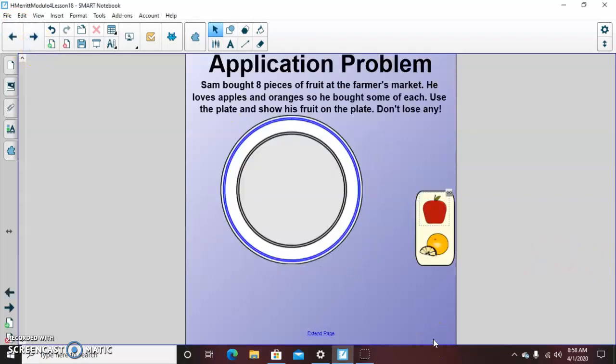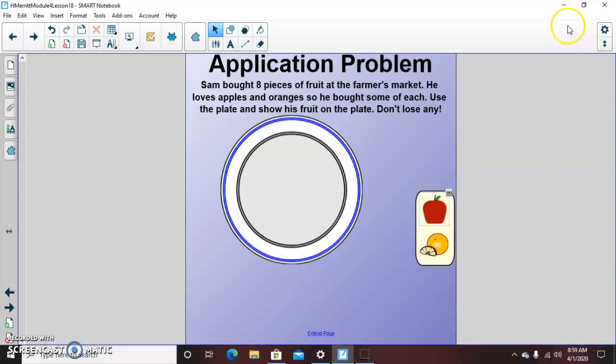All right, so this is just what I want you to watch. I'm trying to show you that for the word problems, there's not always numbers that we're given. Sometimes we're just given the whole. Okay, so this problem says Sam bought 8 pieces of fruit at the farmer's market. So we know our whole is 8 because that's the maximum or the most he bought. He loves apples and oranges, so he bought some of each.